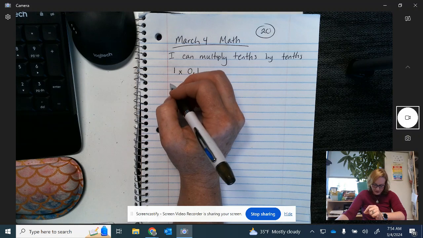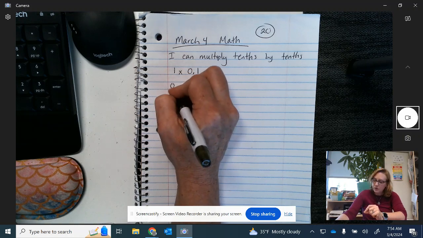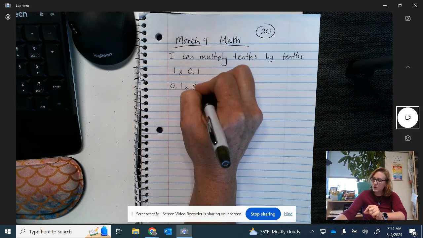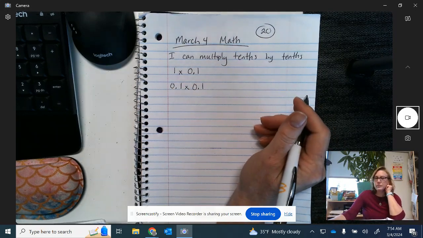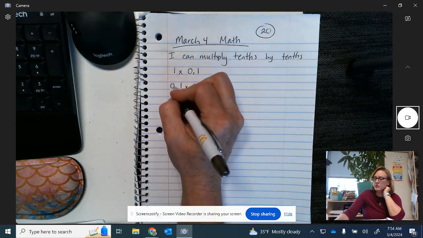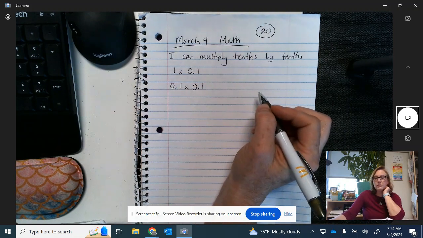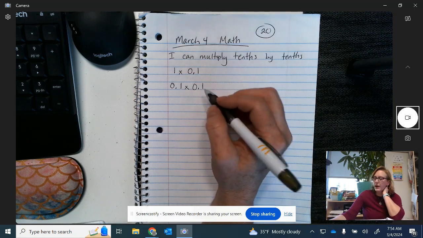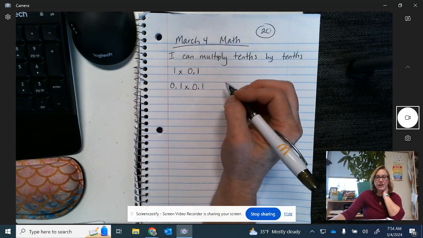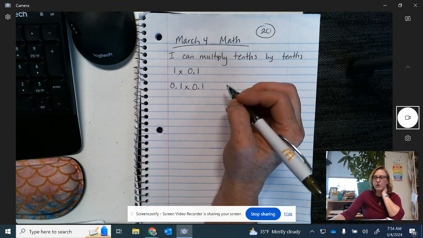Okay, I'm going to write another expression. What do you know about this expression? Thinking. Talk to each other. It's weird doing this like this. Okay, so this is a good time to pause and talk to each other about what it equals or how you would think about this.